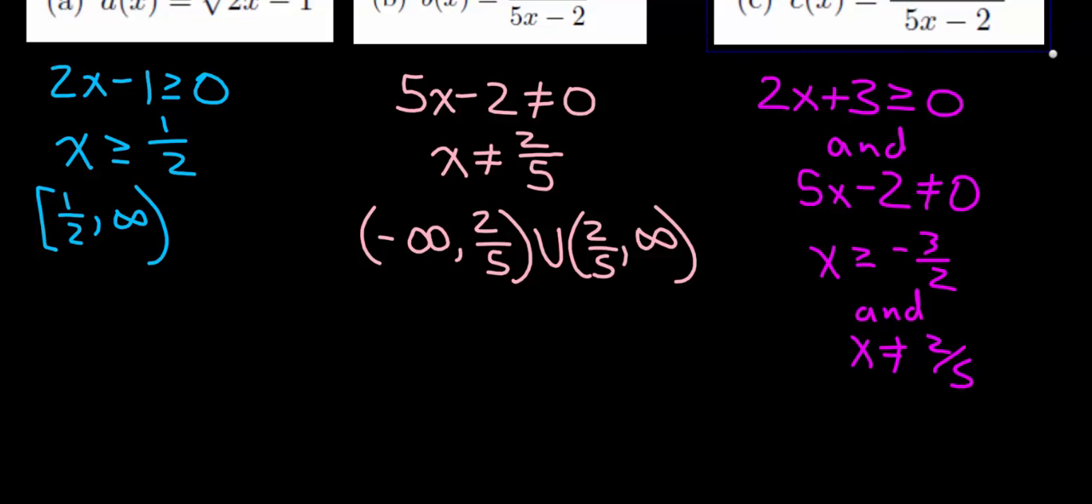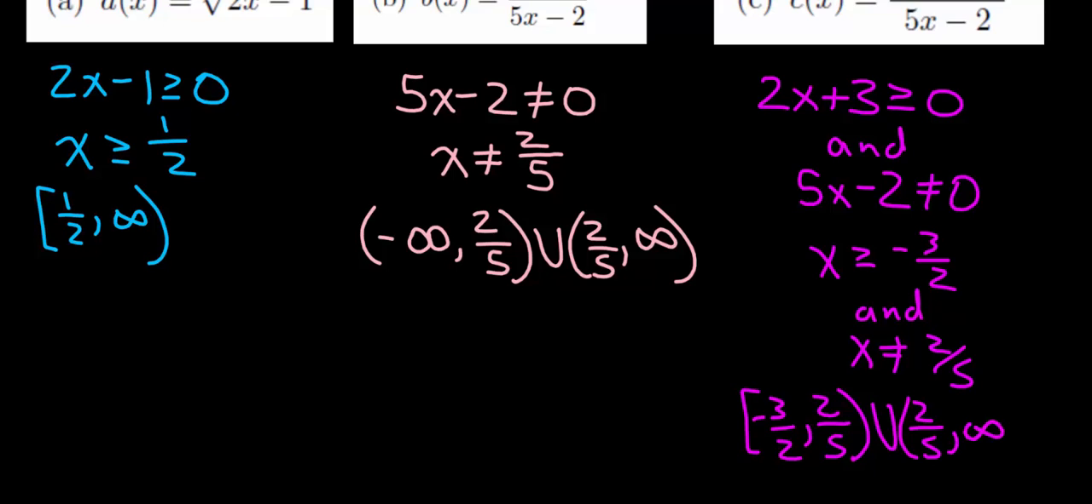So here's what happens. We're starting here at negative 3/2, and we're going to 2/5, skipping over 2/5 and going on to infinity.